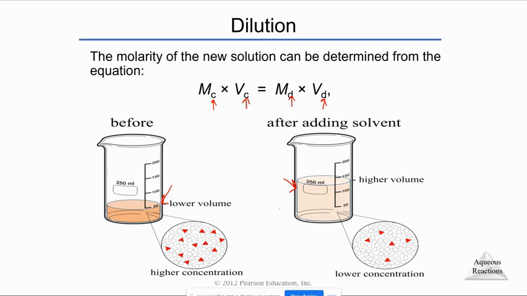What I like about the particle diagram is it allows you to see how many more dissolved particles you have in the higher concentration per unit of solution versus the lower concentration. In other words, all you're doing is adding more solvent so that when you look at a particular volume of that solution, you have fewer solute particles dissolved.